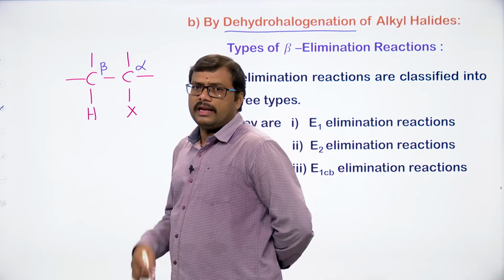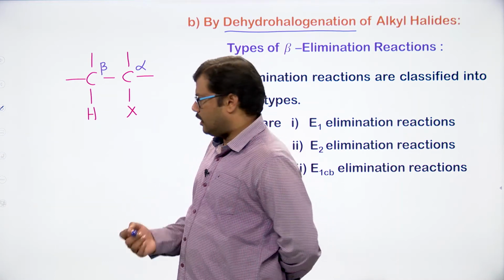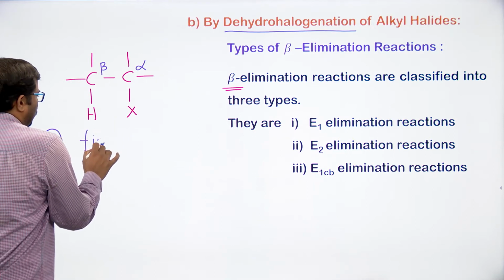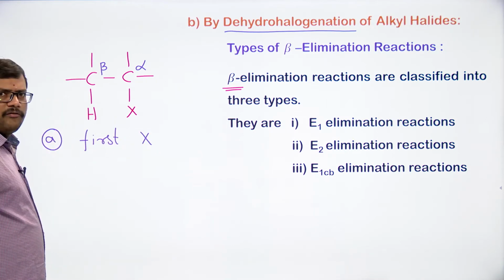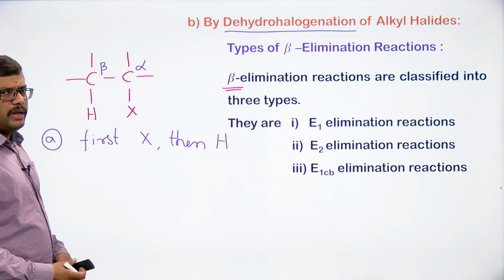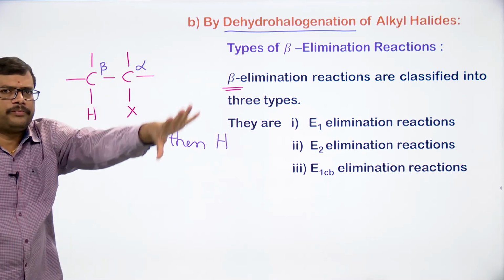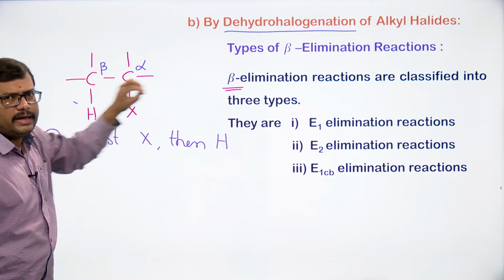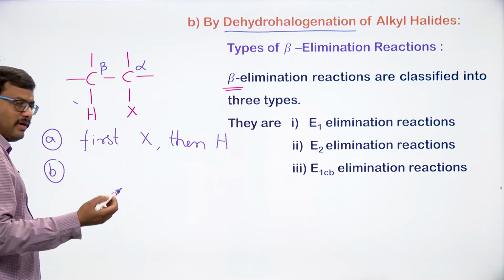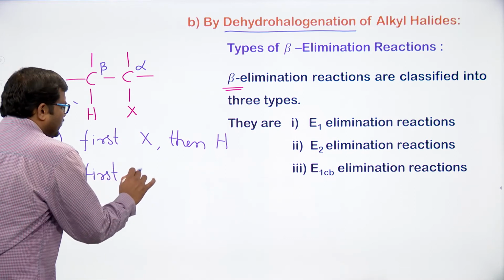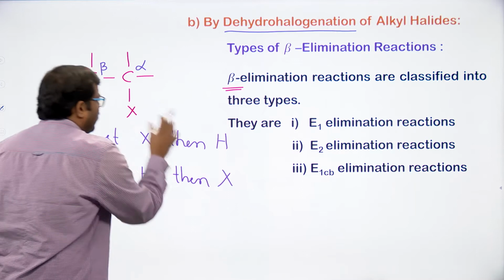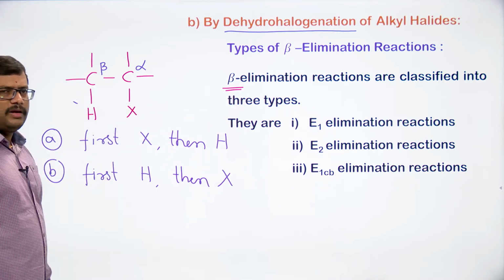Here elimination can take place in 3 different ways. How many different ways can we expect? First, X is removed, and then next the H is removed from the beta carbon atom. So, this is one way we can expect the elimination. Otherwise, first H is removed and then X is removed. So, we get one more type of elimination here.